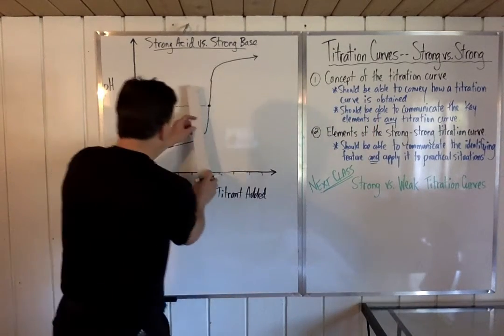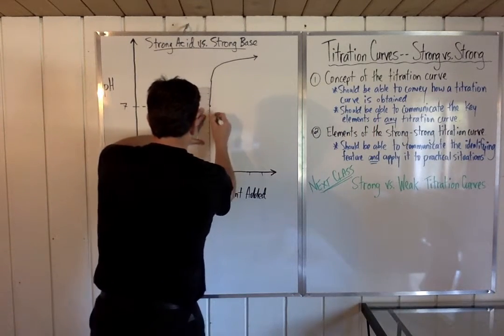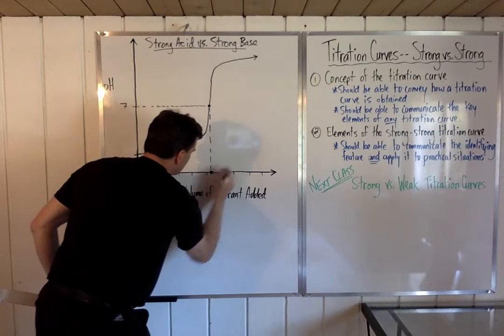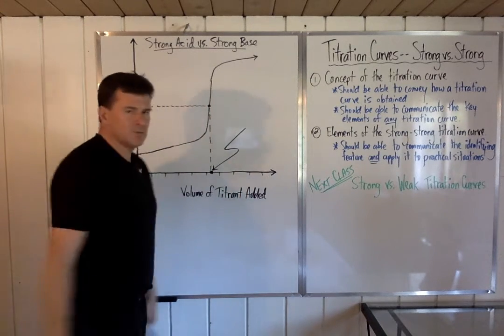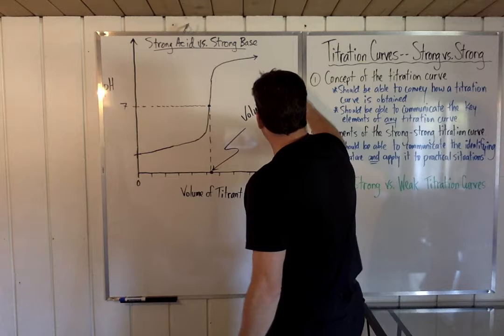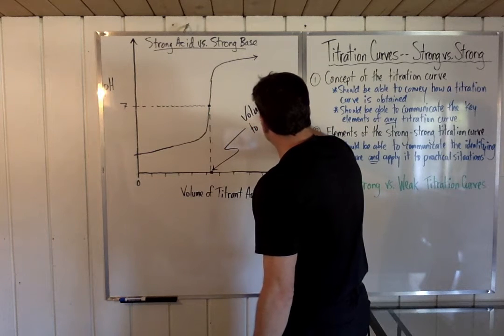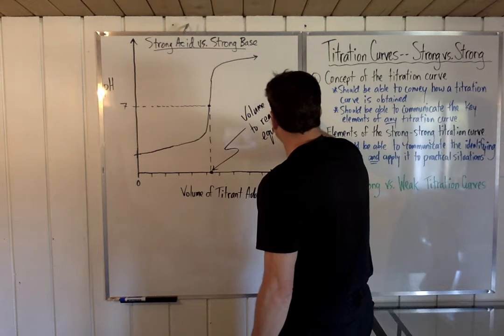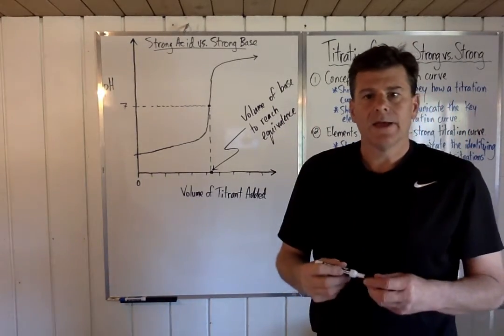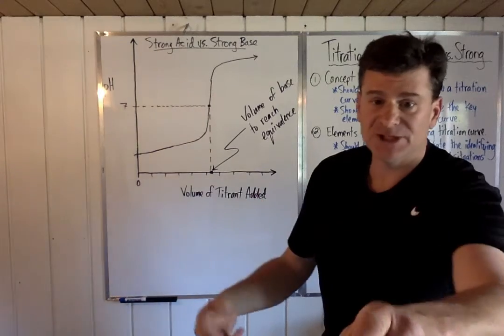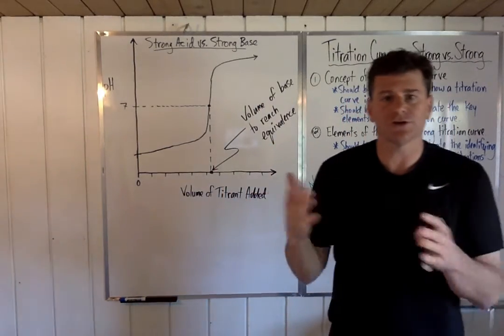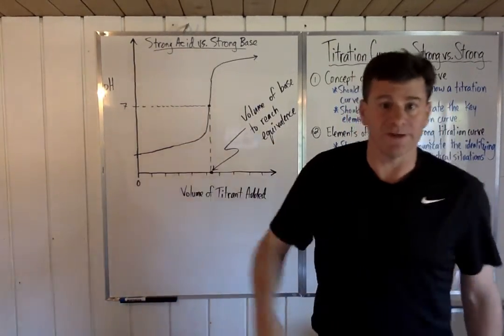So then you take your ruler, and you read right off of your graph the volume of base to reach the equivalence point. And so you can take the data from the pH probe as you're doing the titration. You can draw the curve, and then using your understanding of the theory of a strong titration, you can say, well, here's where the equivalence point occurred.